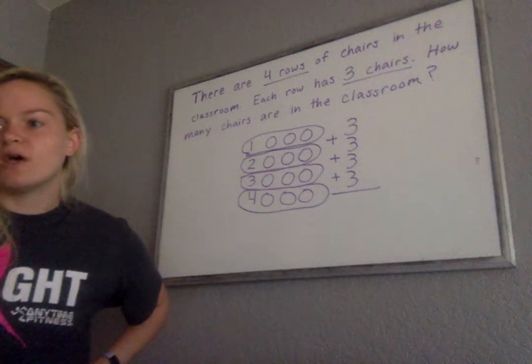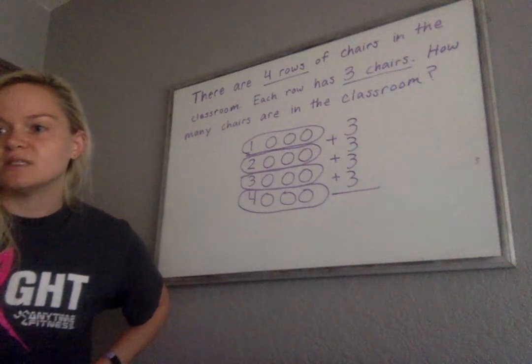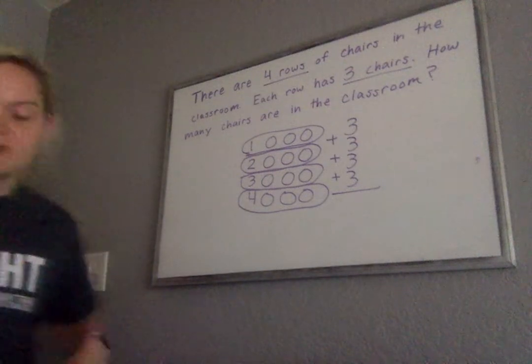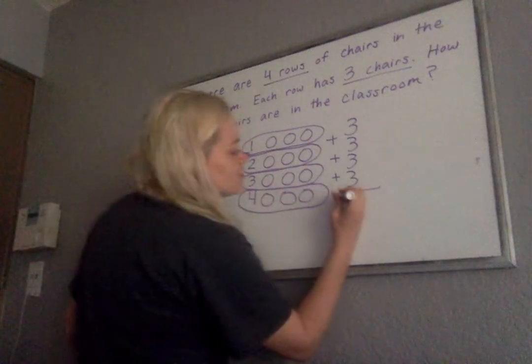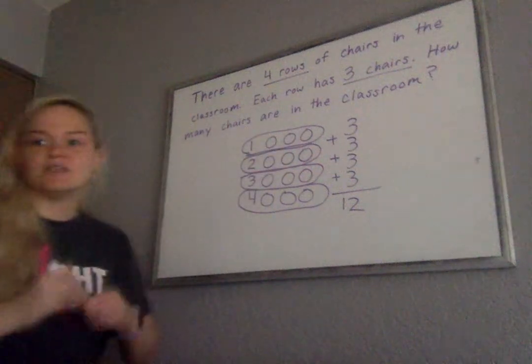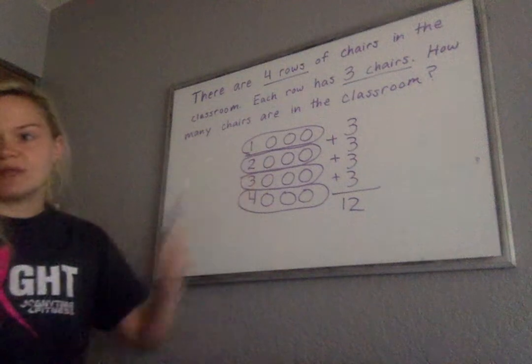Okay. Mr. Boston, since I saw you first, what did you get for your answer, bud? 12. 12. Who agrees with Boston? Give me a thumbs up if you agree with Boston. Oh yeah, I got friends who agree. Fabulous. Yes, it was 12, friends. So the reason we do it this way is because it's a lot easier to count numbers like this together than counting them by themselves.